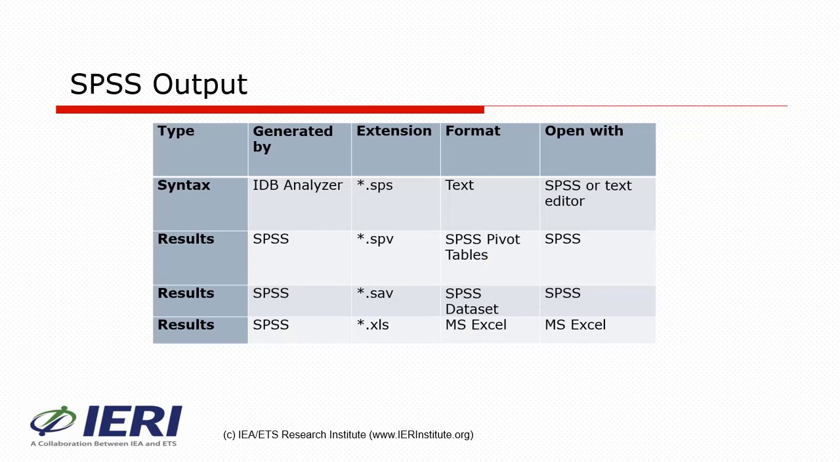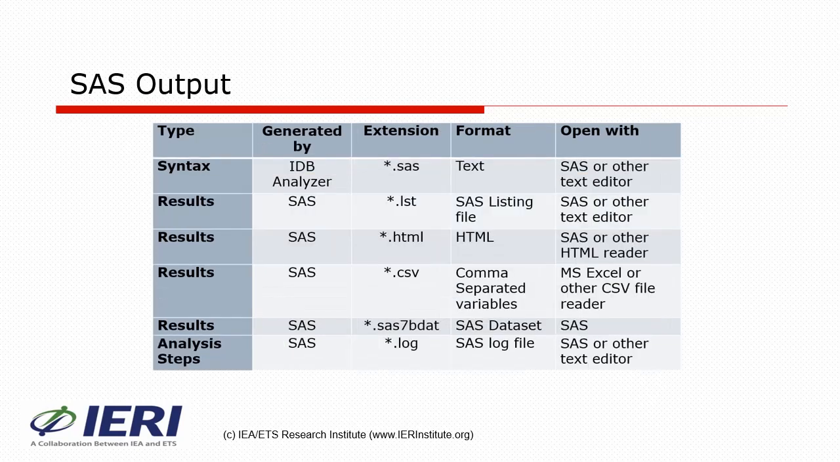When working with SPSS, you will get an SPS file with your syntax, you will get an SPV file with your pivot table results, and you will get one or more SAV files and Excel files with the results of your computations. When working with SAS, you would also get a SAS syntax file. You will get the LST and log files that SAS usually produces, and you will get the results in your tables in an HTML formatted file, and also in a comma separated variable file, a CSV file, and a SAS dataset.